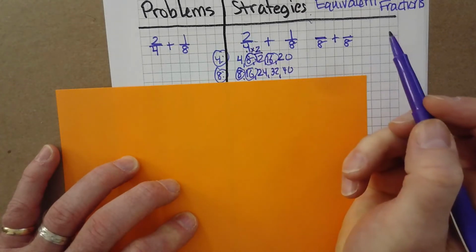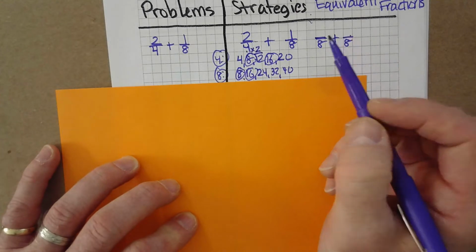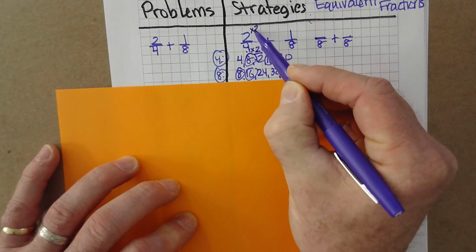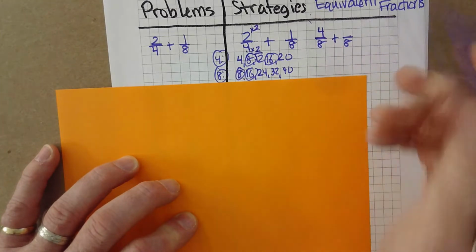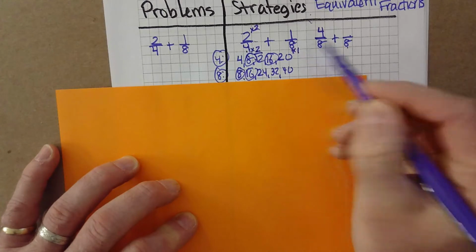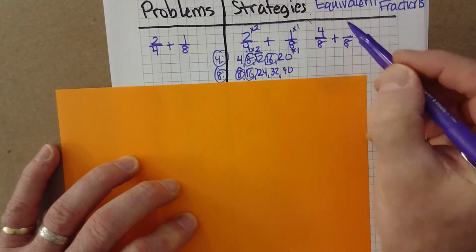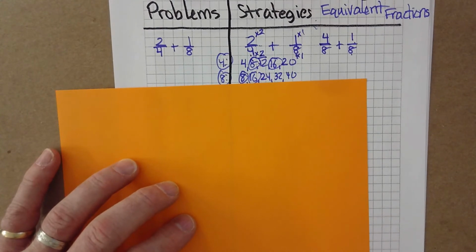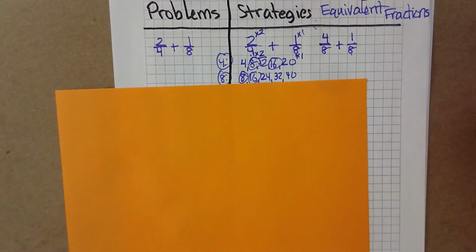Yep. 2, right? So 4 times 2 is 8, so then we do that on the top also to get 4/8. 8 times 1 is 8, so 1 times 1 is 1. And now, according to what Ella said, we can add them because both of our denominators are what? Yep. The same.